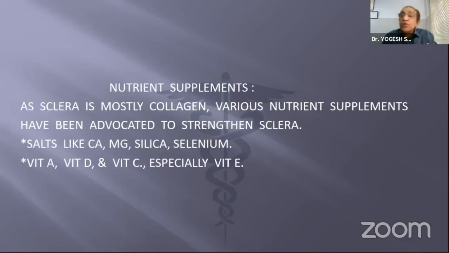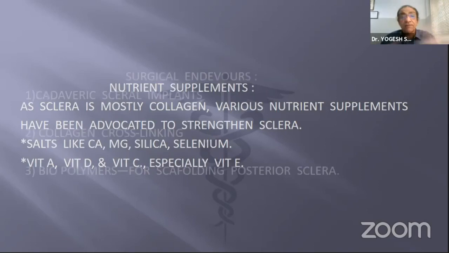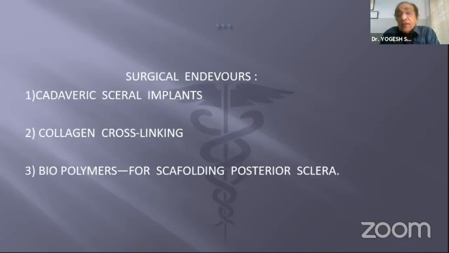Nutrient supplement. As sclera is mostly collagen, various nutrient supplements have been advocated to strengthen the sclera, especially vitamin A, vitamin D, and vitamin C. Surgical endeavors. This is another way. Cadaveric scleral implants have been used, but it has been outdated now. Collagen cross-linking has been done like cornea, and biopolymers have been used as a scaffolding on the posterior sclera to control the posterior pole elongation.